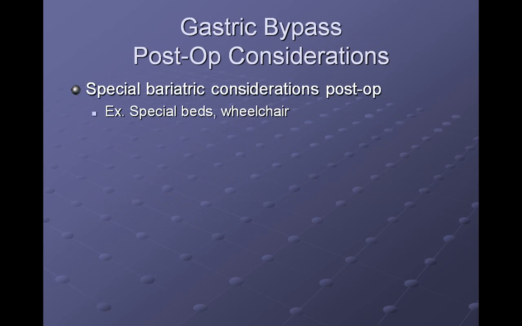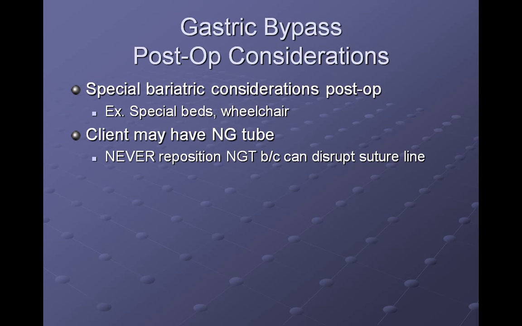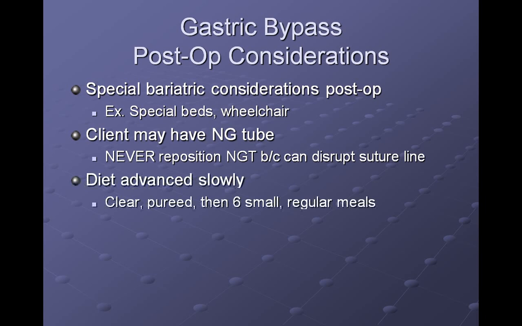Post-op complications of gastric bypass: special bariatric considerations post-op. You want to have the person on a special bed or wheelchair, and those items are usually ordered in advance. You need to have those considerations for home placement as well. The client may have an NG tube. Never reposition the NG tube because it can disrupt the suture line. The doctor should be called if you see any problems with the NG tube.